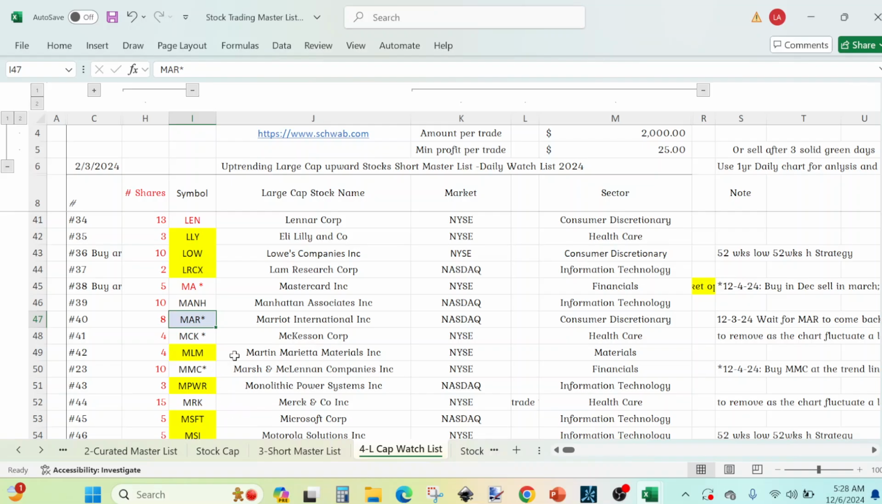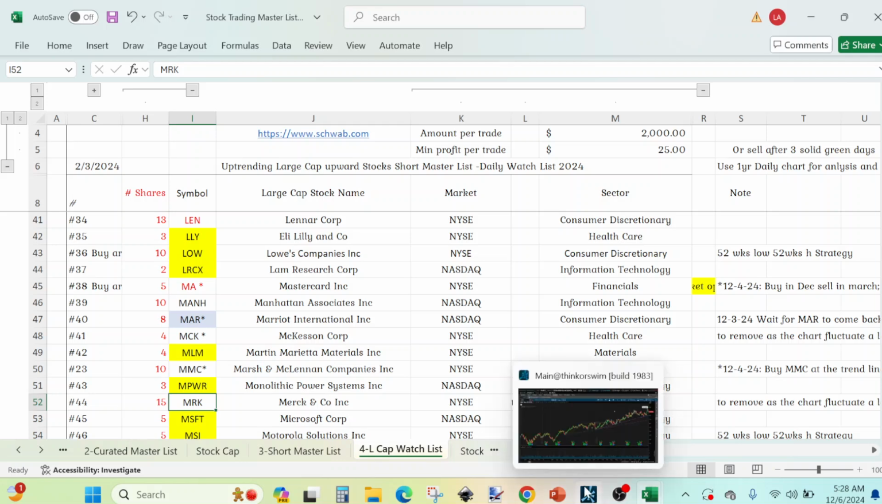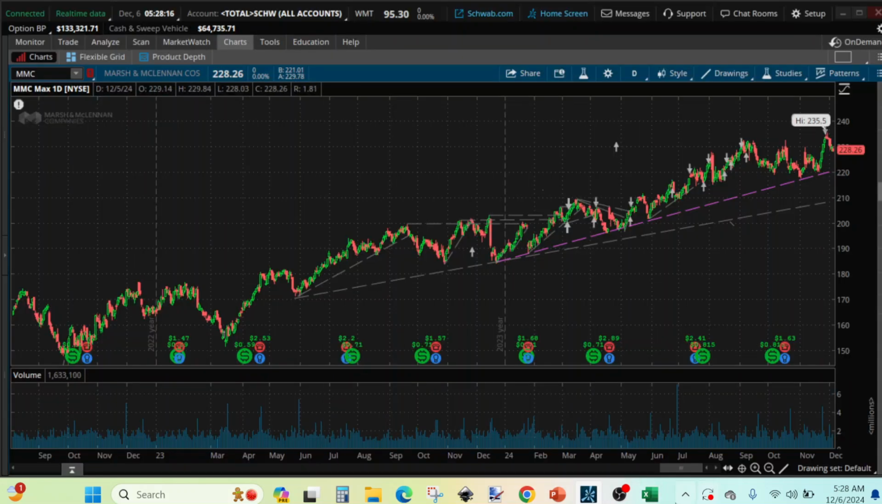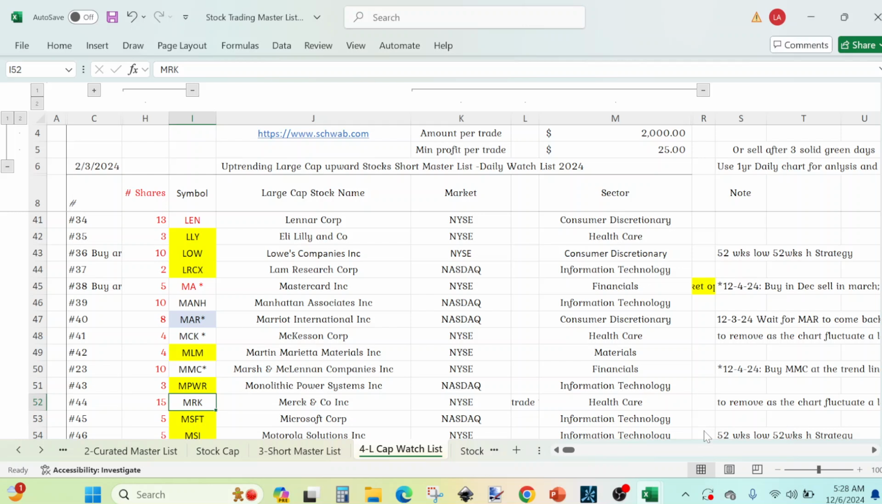So we'll go to MRK. I think that's one that I want to take out of the list, so I'm not going to keep analyzing it if I'm going to take it out.